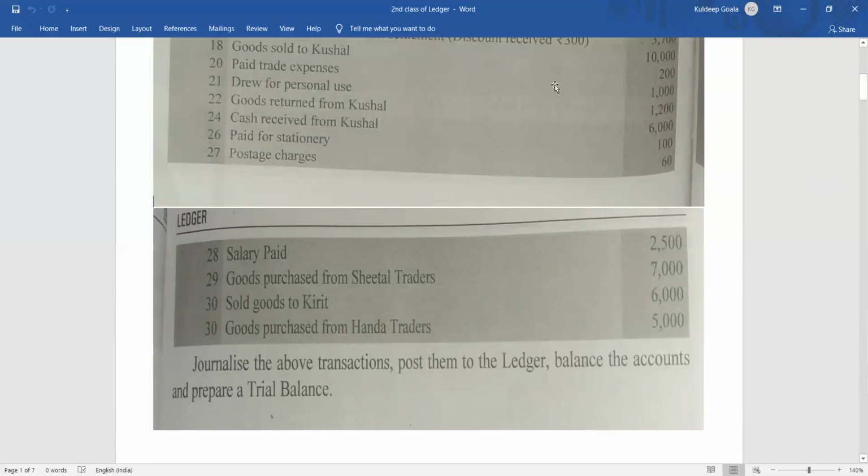Paid trade expenses 200. Trade expenses means while doing business there are many kinds of expenses, and one of them is this trade expenses. Okay, any business related expenses. So trade expenses, how much are we paying? We are paying the trade expenses of 200, right? So what is the journal entry? Trade expenses nominal account, trade expenses account debit to cash account 200.